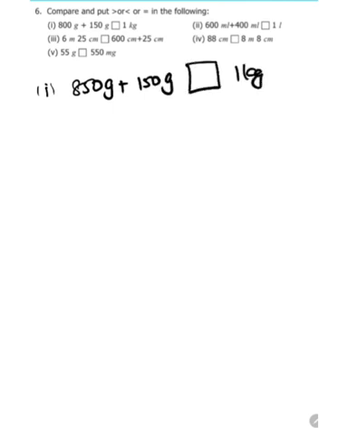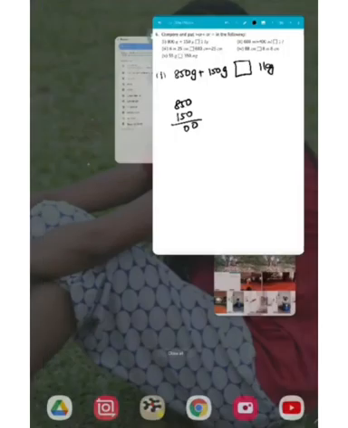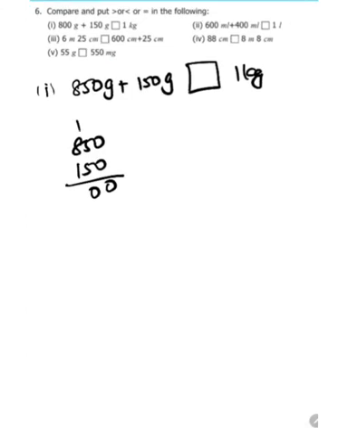Then we will go to the next one. Compare and put greater than or lesser than or equal to in the following. The first one is 850 gram plus 150 gram. Is it greater than or smaller than? What is the answer? 1000 gram.